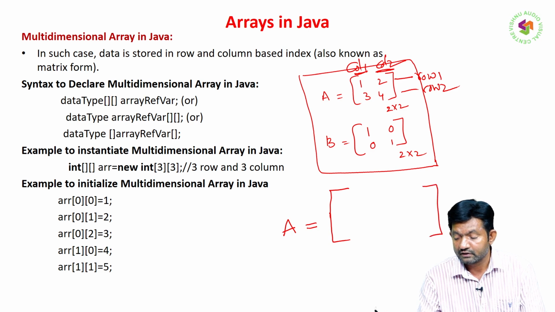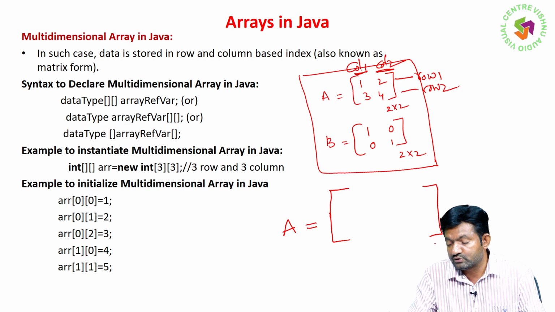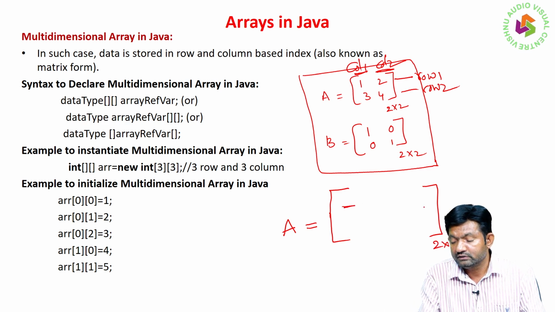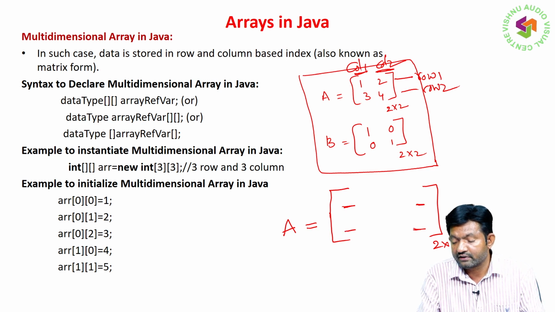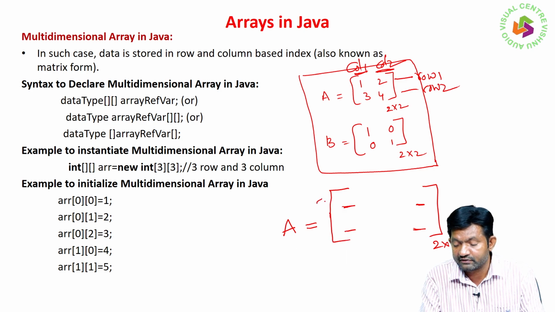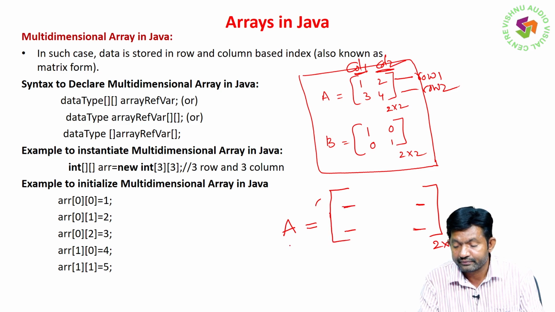Assume a matrix A is available, with size 2 by 2. Elements 1, 2, 3, 4, four elements are available. An array starts with the 0th element and ends with n minus 1. So that's why the indices are 0, 1 and 0, 1.